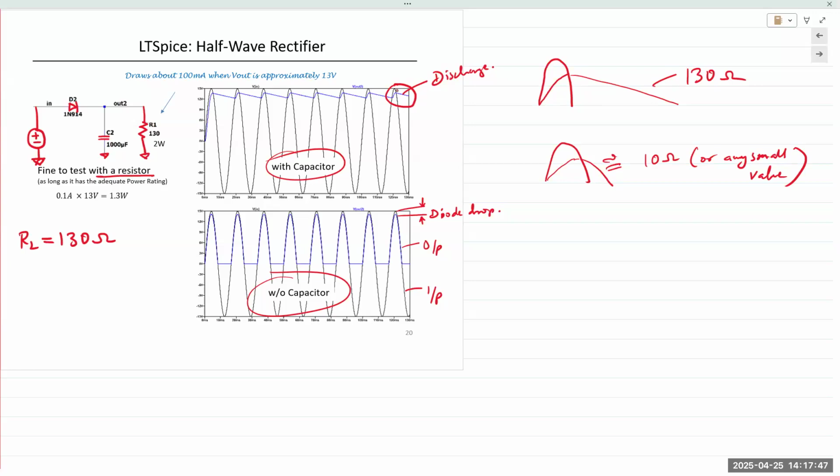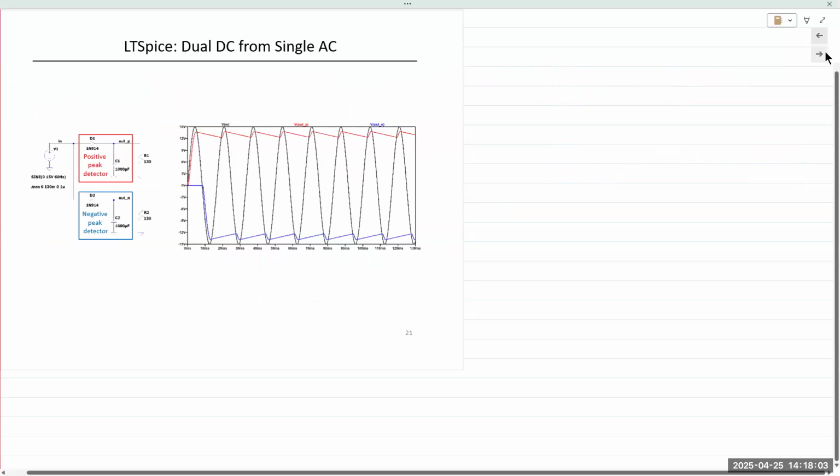I'm assuming you all used LT Spice in 145? Right, for simulation and stuff. Okay. And then again for 245 also. So you all should be pretty much familiar with that. Okay. All right. LT Spice simulation.